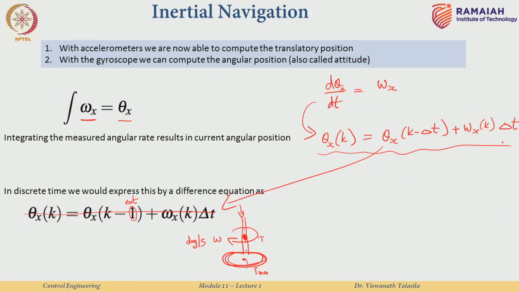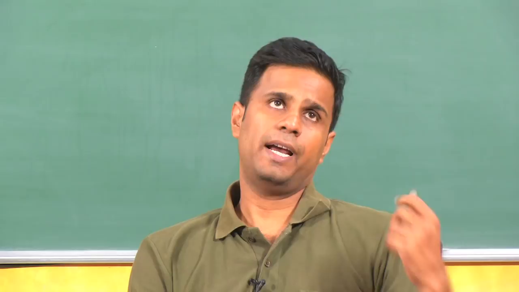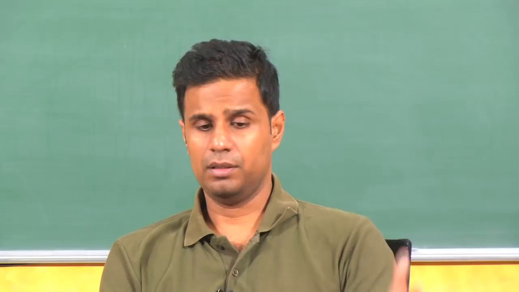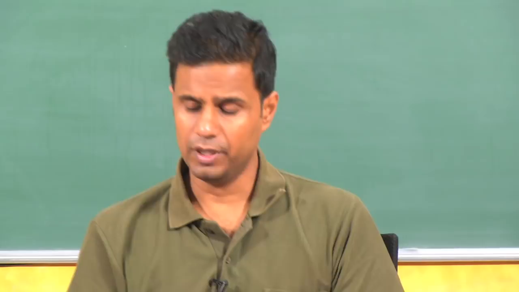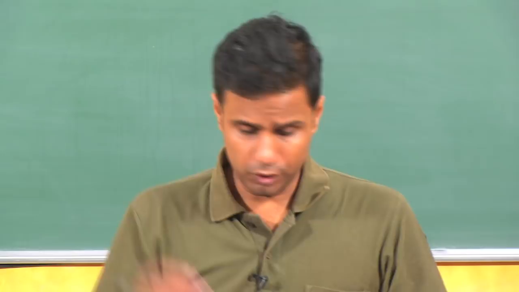So we see again this is a first order difference equation because we only had a first order differential equation over here. So in both the cases for the accelerometer and the gyroscope, we compute the first order difference equations in order to get the angular position and the translatory position. So that's done.